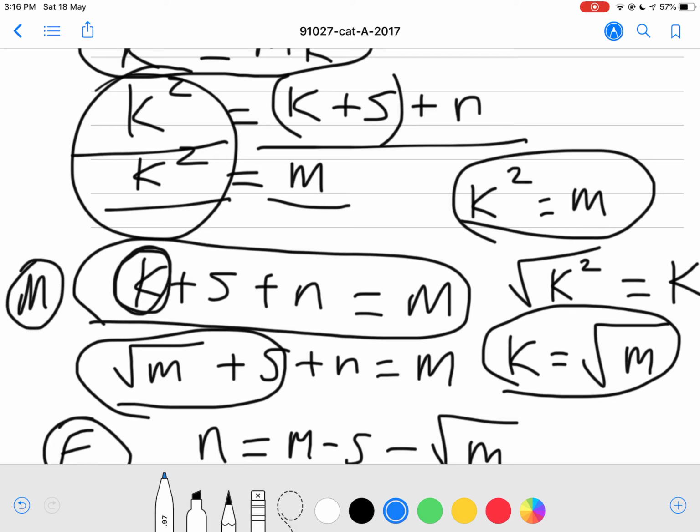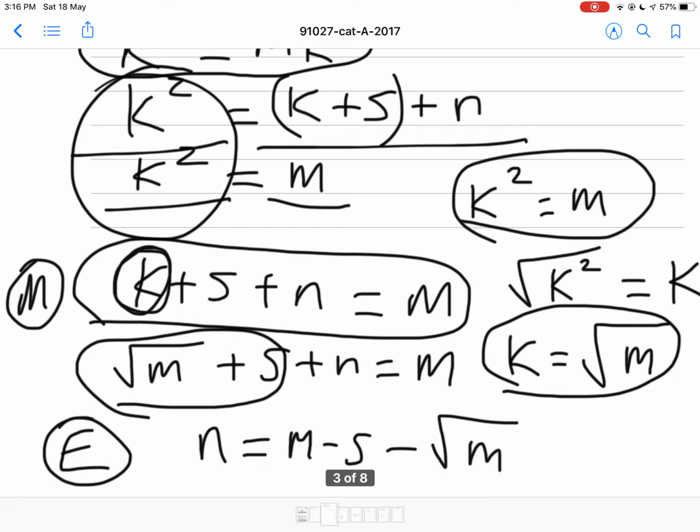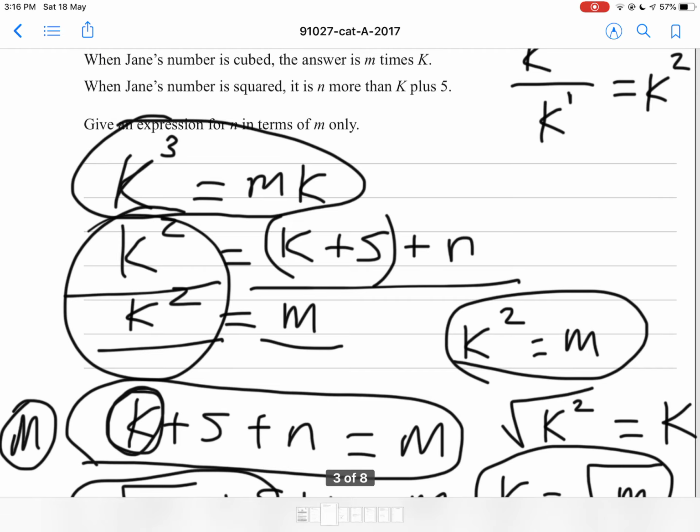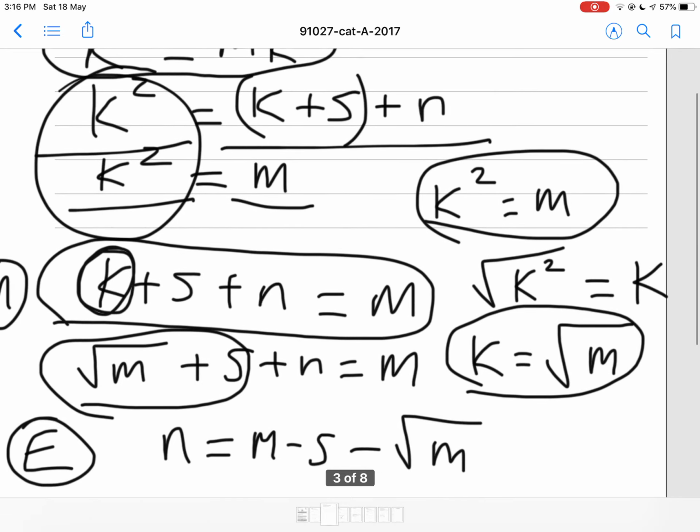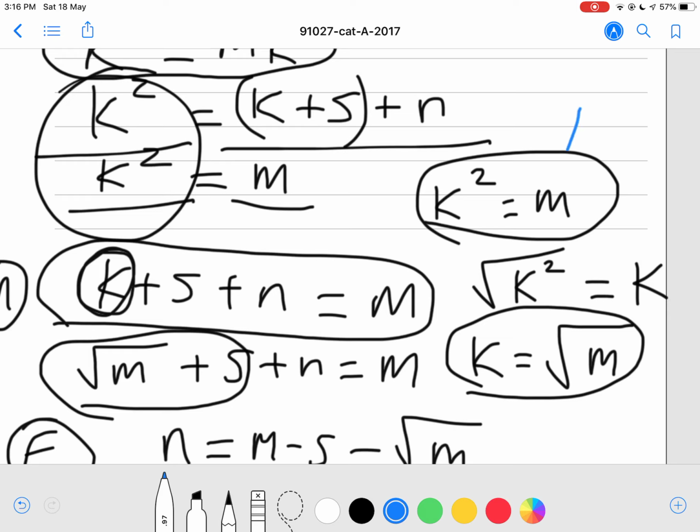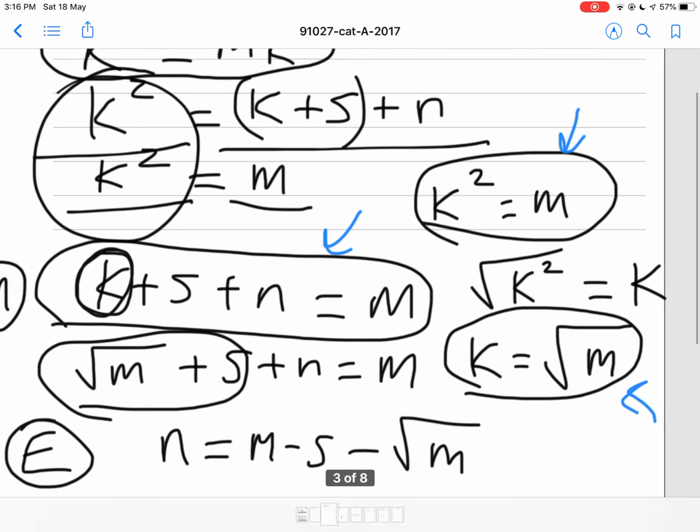An achieved is basically writing k equals any one of these three. So either one of these three will get you an achieved. Alright, moving on.